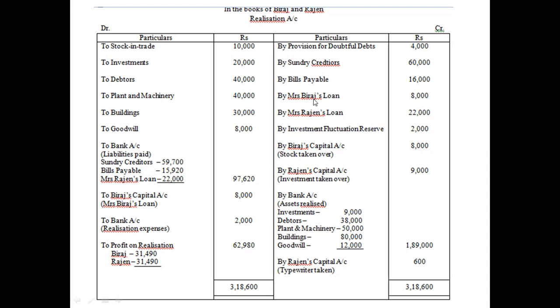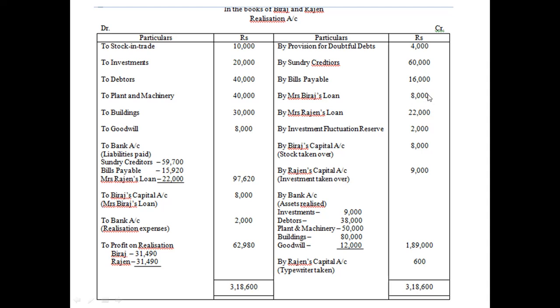Now let us start with the adjustments that are given here. First of all, Biraj took over stock in trade and in consideration promised to pay off Mrs. Biraj's loan. Biraj is taking over stock in trade in consideration of making the payment of his wife's loan. So his wife's loan is how much? 8,000, right? And the stock in trade is how much? 10,000. So he is taking over the stock to make the payment of his wife's loan.